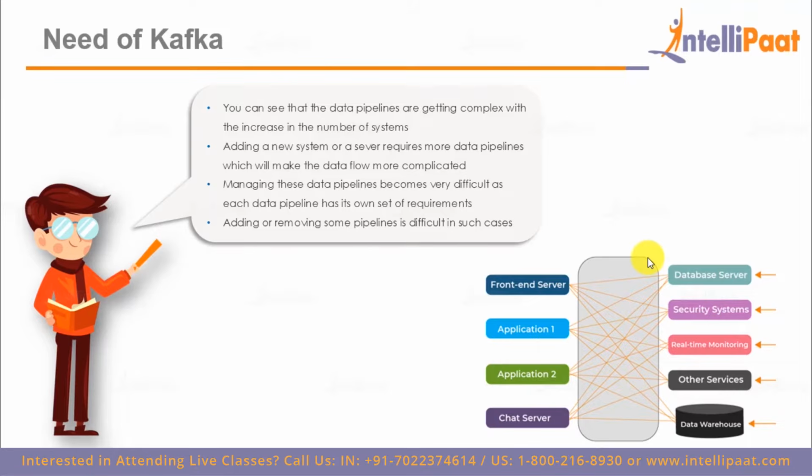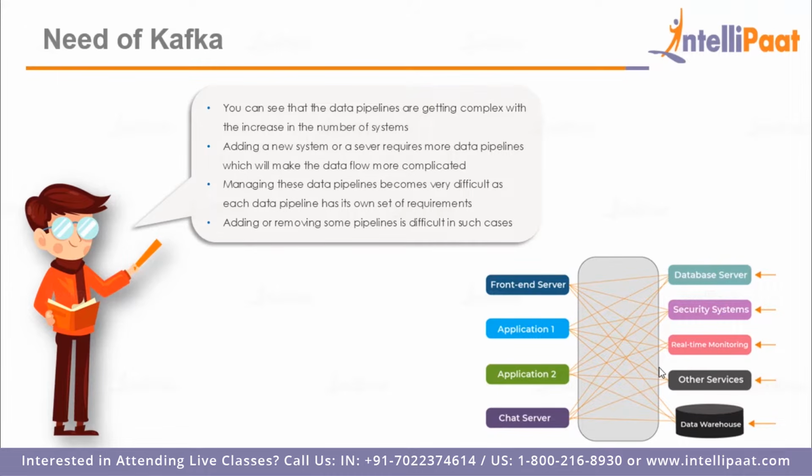So as we see that the data pipelines are getting complex with the increase in the number of systems, and adding a new system or a server requires more data pipelines, which will make the data flow even more complicated. So let's say I go ahead and add a couple more front-end servers and a couple more database servers over here. Then just imagine the number of data pipelines interacting over here. So that is a very complex system, isn't it? And managing all of these data pipelines becomes very difficult as each data pipeline has its own set of requirements. So if you got 1,000 data pipelines between the front-end servers and the back-end servers, then managing all of these 1,000 data pipelines is a very, very cumbersome task.